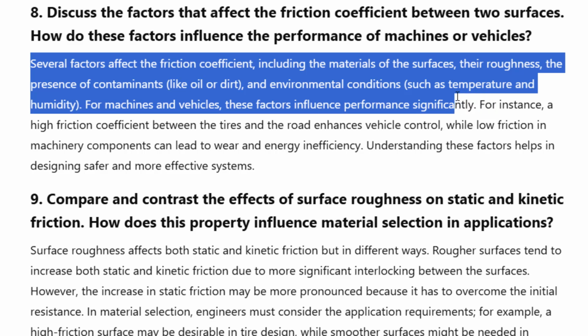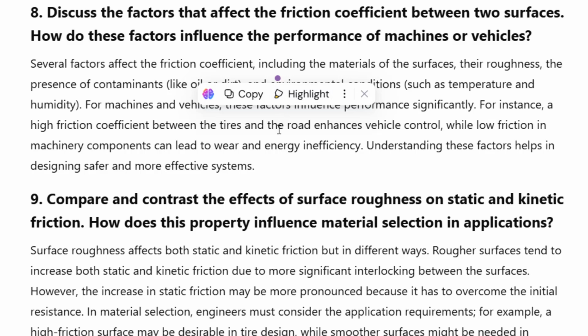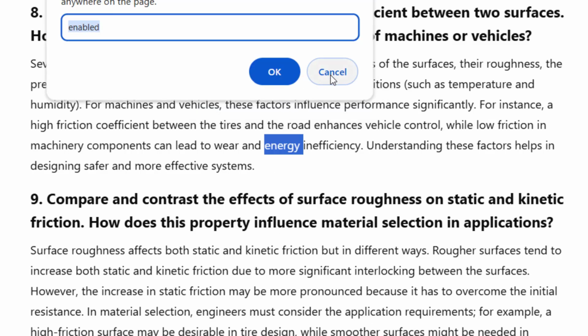For machines and vehicles, these factors influence performance significantly. For instance, a high friction coefficient between the tires and the road enhances vehicle control, while low friction in machinery components can lead to wear and energy inefficiency. Understanding these factors helps in designing safer and more effective systems.